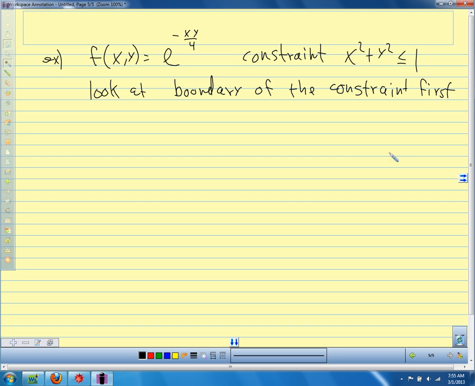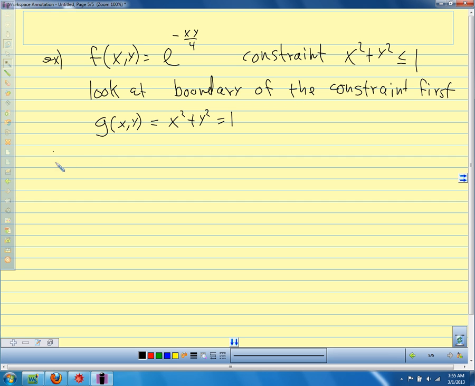So on the boundary, x squared plus y squared, we're going to say g of x,y, our constraint, equals x squared plus y squared, and that equals 1. So that's our constraint function. We're going to say that the points we're looking at are where the gradients are parallel.